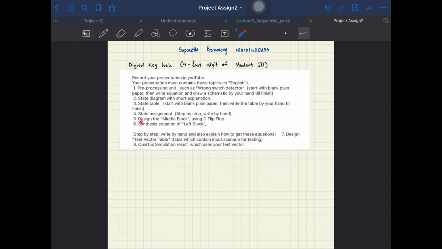So I think this step is a huge part of this assignment. And next one is design test vector table. So it's like a clocking table. And the last one is the simulation result which uses your test vector. So let's start with the pre-processing unit.